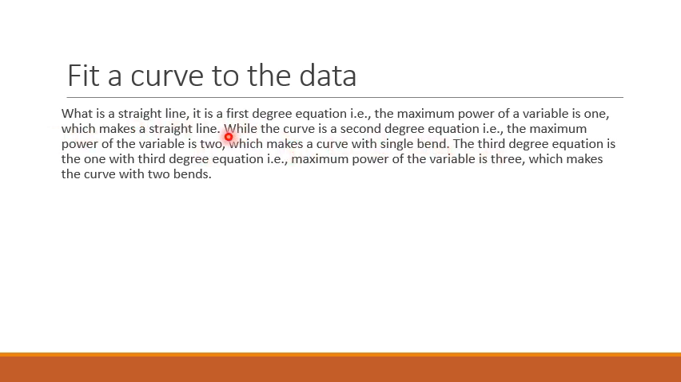If an equation has degree 1, meaning a first degree equation, then the line created by the equation will be a straight line, while a curve comes from a second degree equation, meaning the maximum power of the variable is 2. It is also called the quadratic equation. You know the formula of the quadratic equation. I can write it for you.